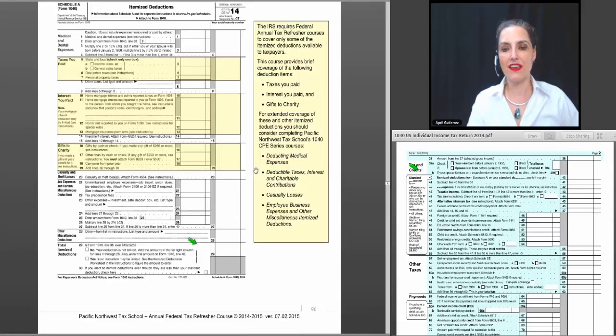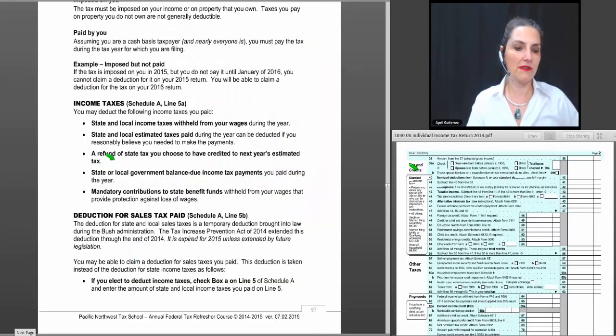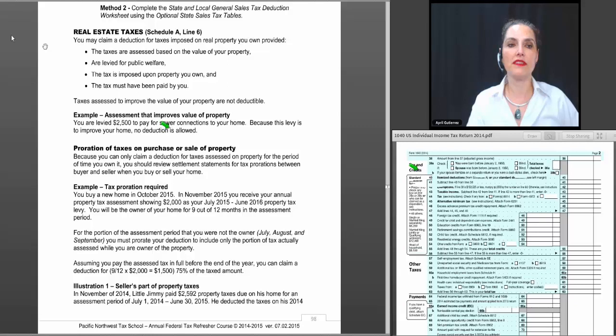In our course under Deductible Taxes, Interest, and Charitable Contributions, we have a couple of illustrations on how to complete those sales tax deduction worksheets and compute the sales tax deduction. But in today's class, we're just going to move on to the discussion of real estate taxes.